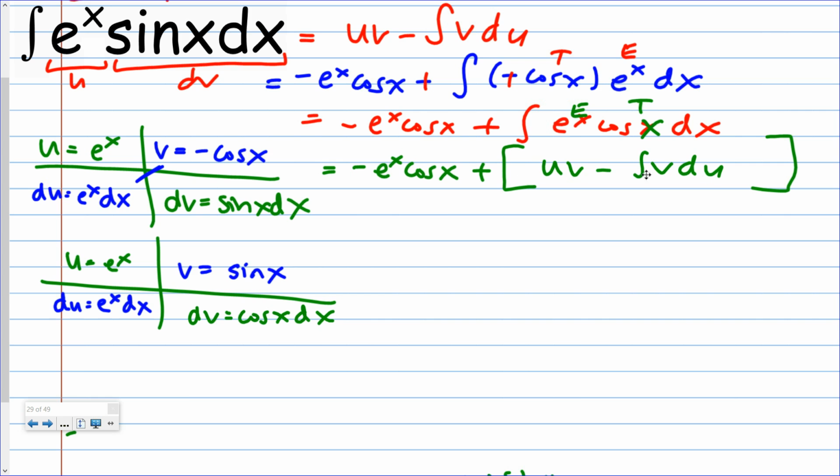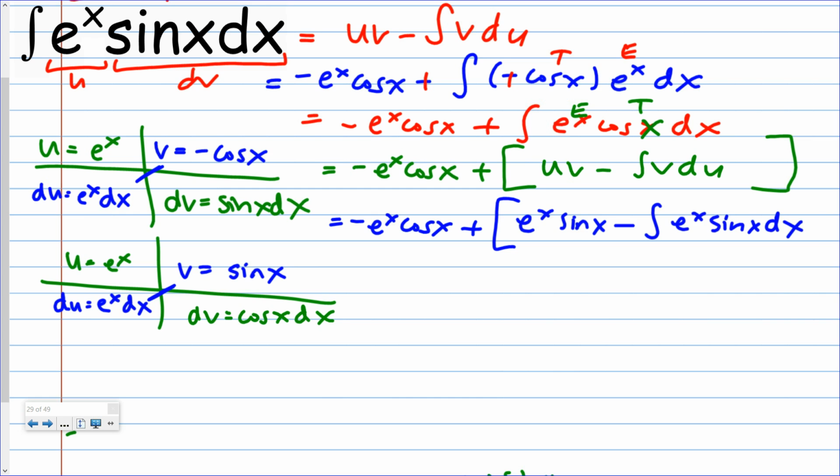Then I'm going to plug right into this formula. So let me rewrite this. This is going to be negative e^x cosine x. That term was already done. Plus what? Plus u times v. Okay, so right here, this is e^x sine x minus what? V times du, okay? So that's going to be e^x sine x dx, okay? And that's what's going to go inside these brackets.